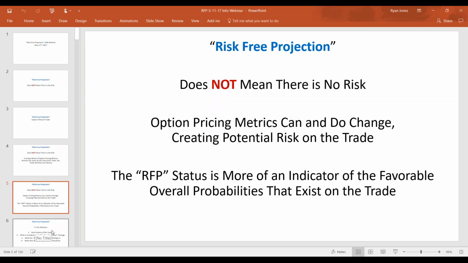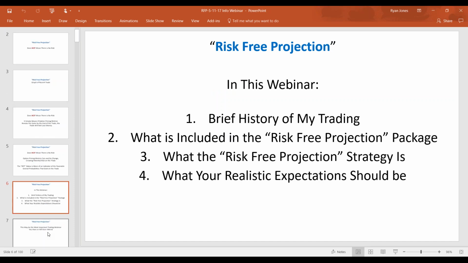However, that risk is defined, and that risk is low with regard to this method. So the RFP status is more of an indication of the high probability associated with this type of trade. I label certain trades as an RFP status, and it simply means that the projection is that the trade will not lose no matter what happens in the underlying market, if the option pricing metrics remain the same.